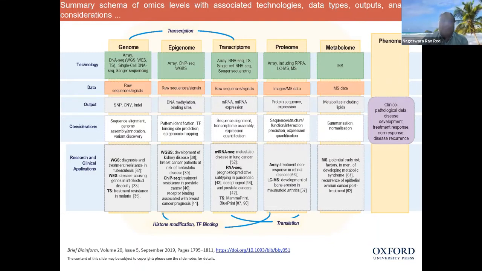And mostly transcriptome sequencing is useful for studying cancer. Already mRNA sequencing is used in metastatic disease in lung cancer, I mean sequencing the whole data for metastatic lung cancer, and also in prognosis and prediction of pancreatic cancer, esophageal cancer, and prostate cancers. So high throughput sequencing of the transcriptome is useful here.